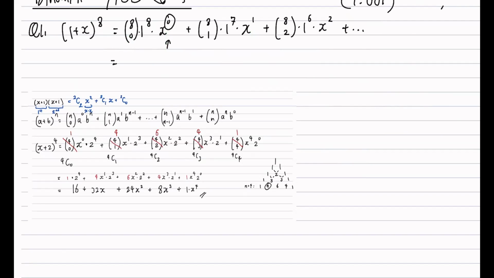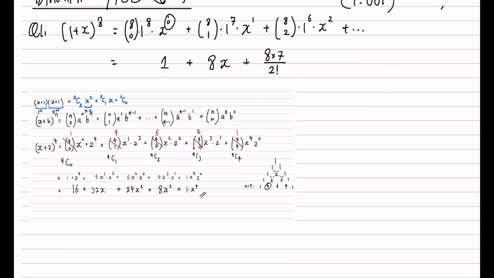Simplifying, we get 8 choose 0 is just 1. 1 times 1 power 8 is just 1. Then x power 0 is still a 1. So we just get a 1. Plus 8 choose 1 is 8, times 1 power 7 is 1, then times 8x. 8 choose 2 is actually 8 times 7 over 2 factorial.